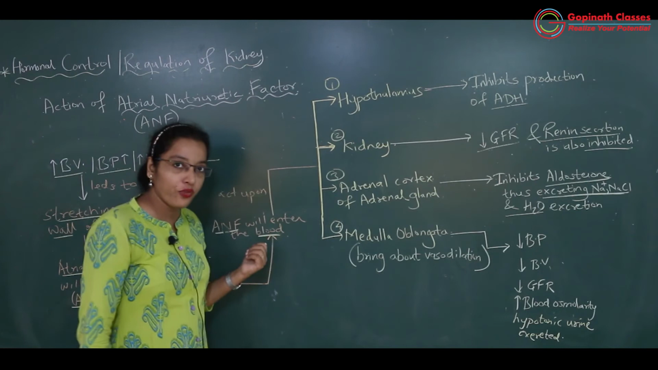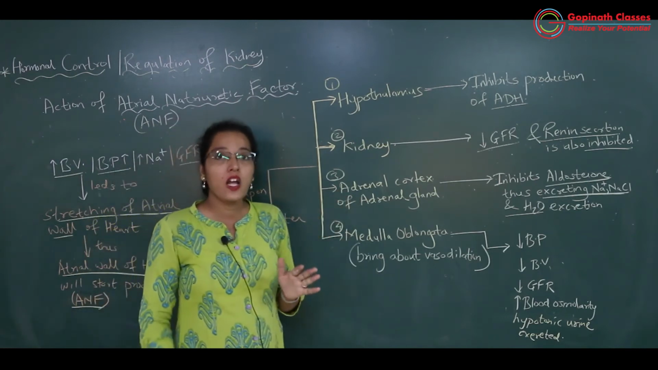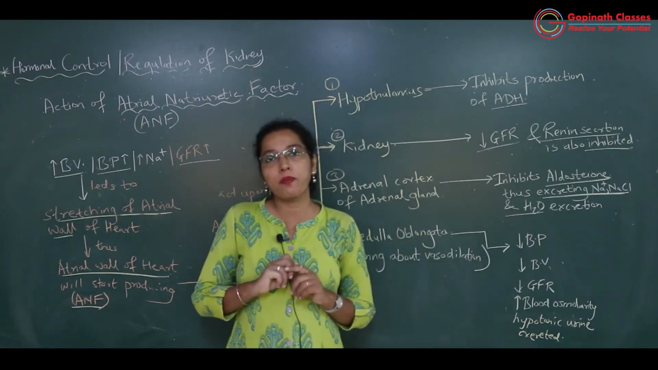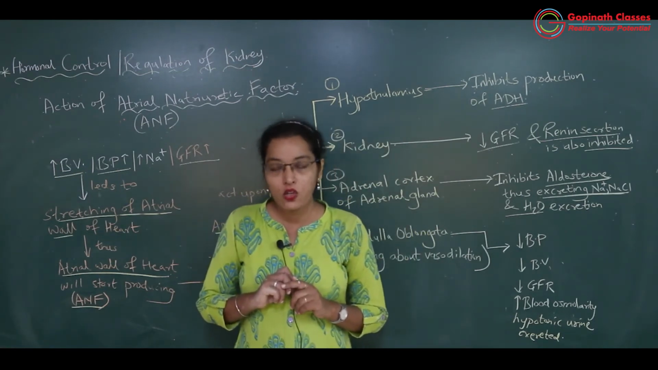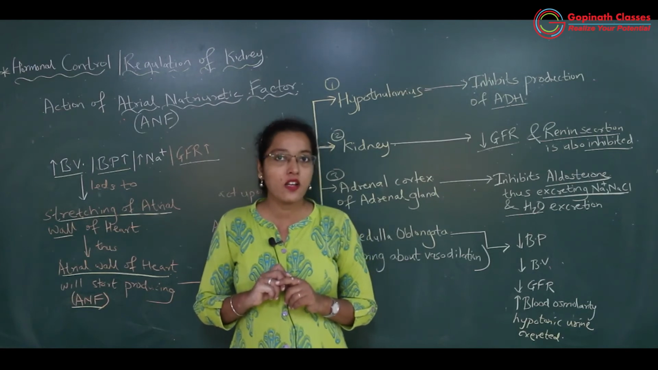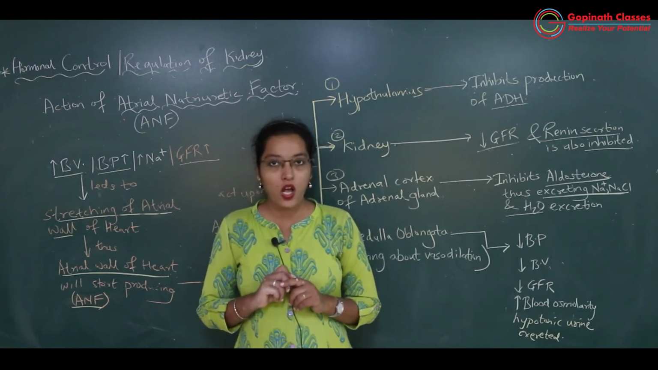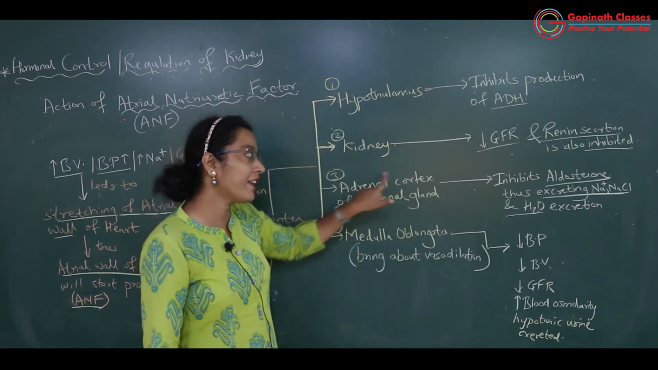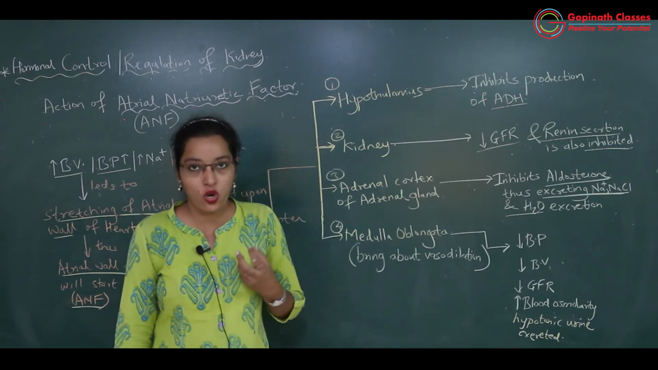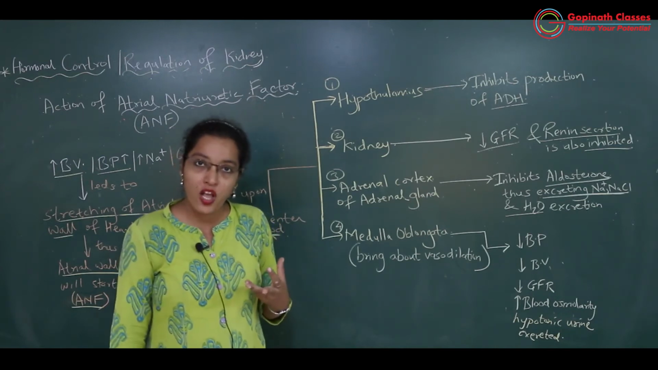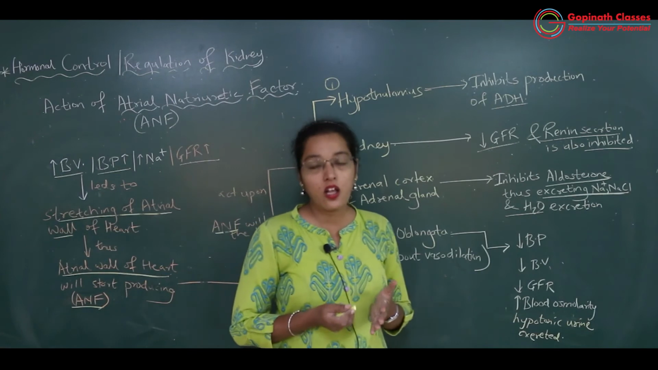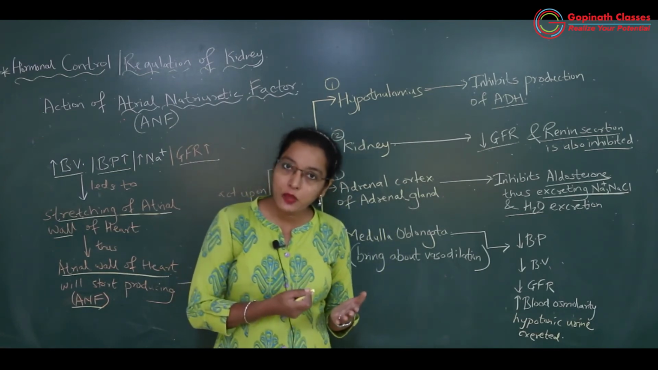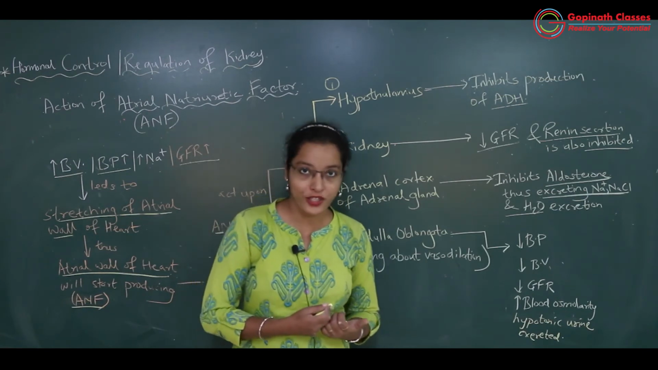So ANF also has effect over the adrenal cortex of the adrenal gland. Adrenal gland is the pear-shaped gland which is present over the kidney. Okay, and this gland has two regions, that is cortex and medulla. So cortex part of the adrenal gland, that is adrenal cortex, produces aldosterone. When it will produce aldosterone? When sodium ions are less in the blood. Okay, and along with the sodium ions it brings about reabsorption of water also.